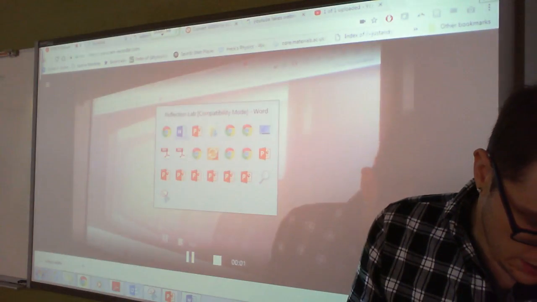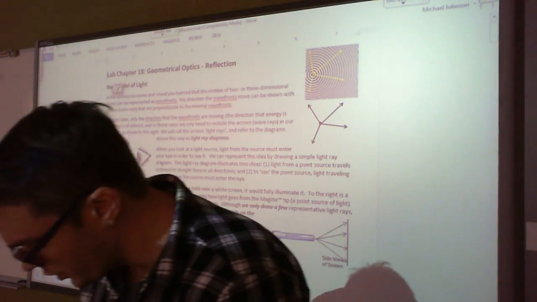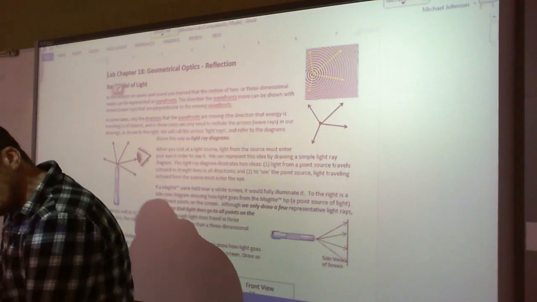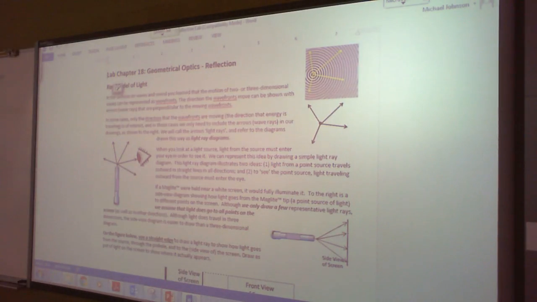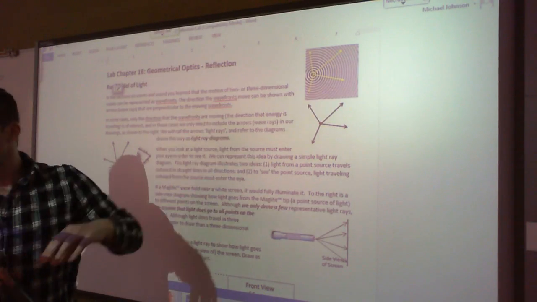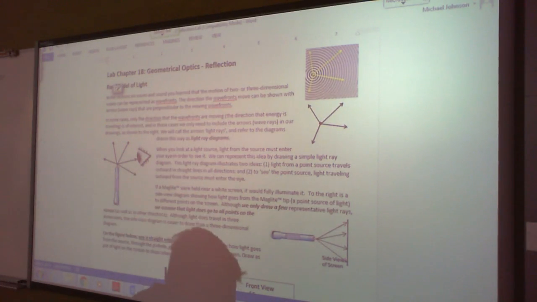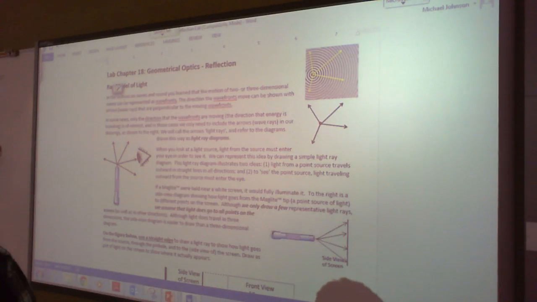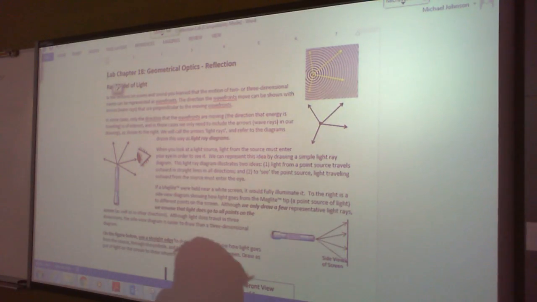And it's fairly interactive. So we're moving on from the wave model of light to the ray model of light. And so we see this familiar image of these concentric circles, right? And as time goes on, those waves travel outward. This talks about how we draw those rays in the direction that the waves are traveling.